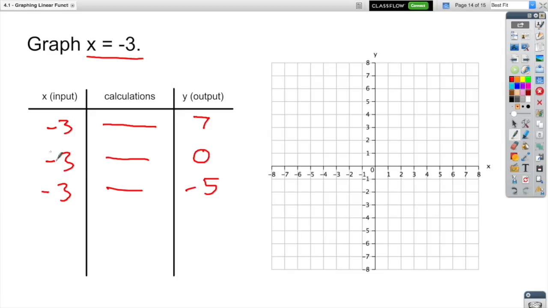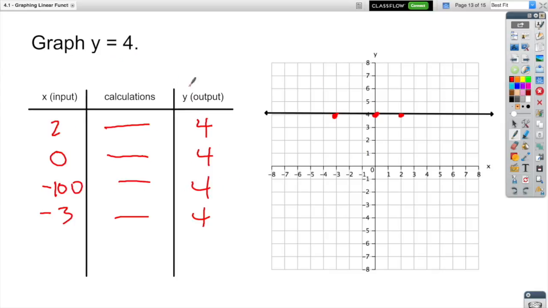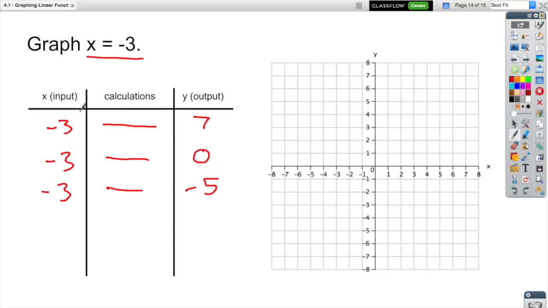So every time, what this is saying is the x value is always going to be negative 3, and the y value is always going to be whatever you want it to be. Which is, again, related to, but different from this one. In this one, x was whatever you wanted it to be, but y was always forced to be 4. In this one, x is being forced to be a particular number, and y can be whatever you want it to be.